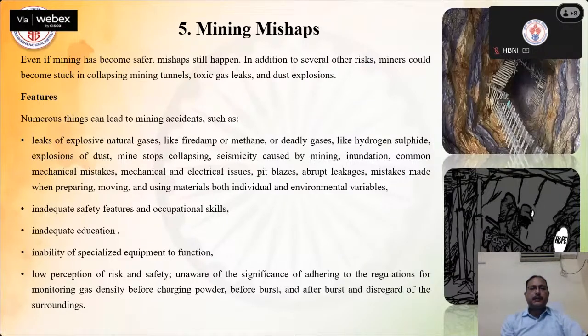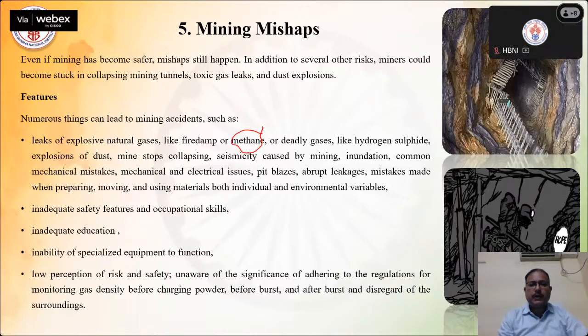The features of mining mishaps: there could be numerous things that can lead to mining incidents, such as leaks of explosive natural gases. It is quite common in the system that natural gas or explosive gas leaks, like firedamp or methane or other deadly gases. Methane is a very common one. You can see that C6H12O6 is there, and the breakdown of this particular chemical can lead to the leakage of methane. So you can see methane is there for you.